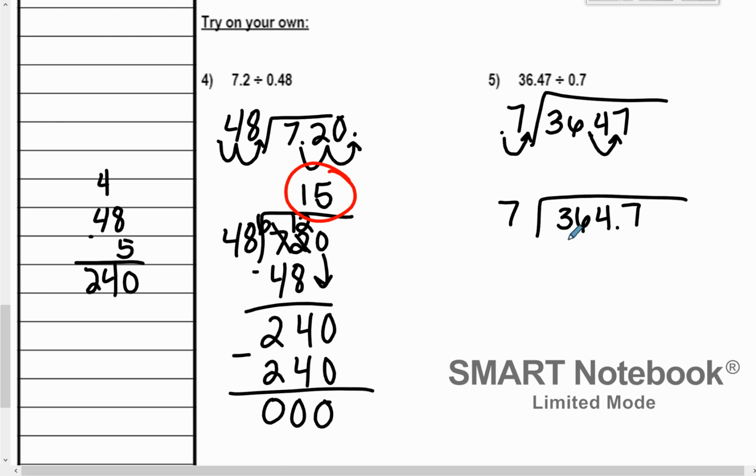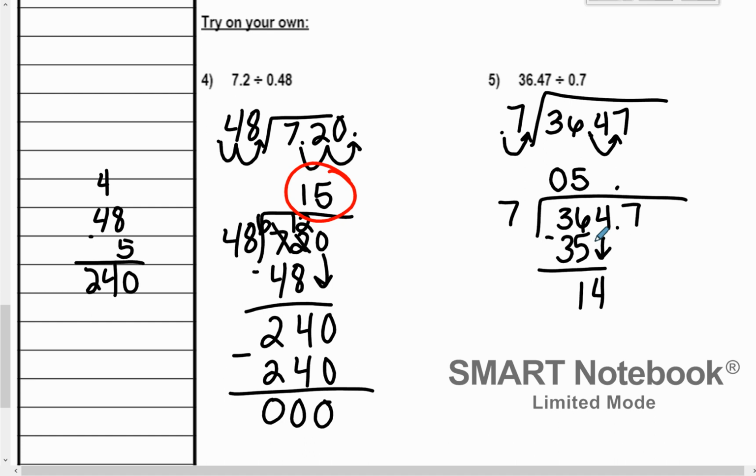When we have a decimal in our dividend, we just carry that decimal place up and then we divide as normal. 7 can go into 3 0 times. 7 can go into 36 5 times. 5 times 7 is 35. We subtract to find our remainder and bring down our next number.